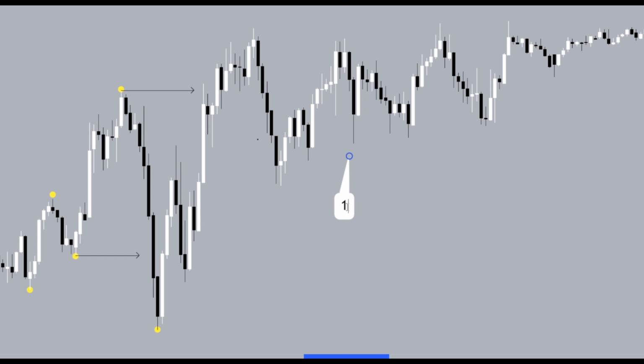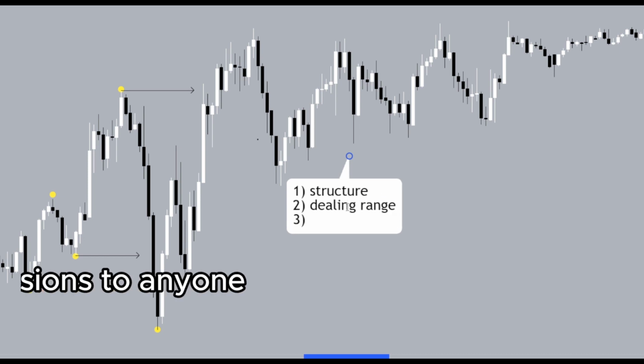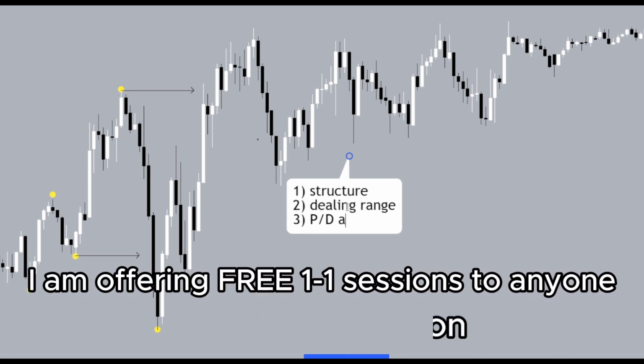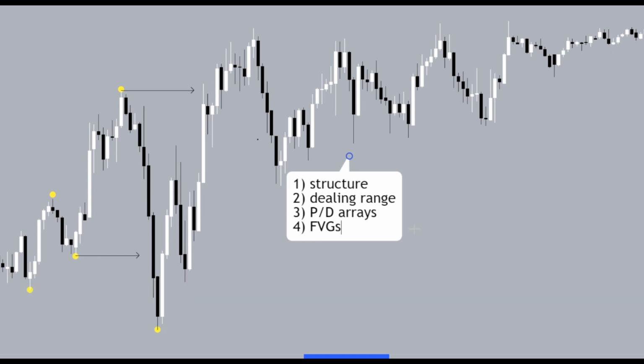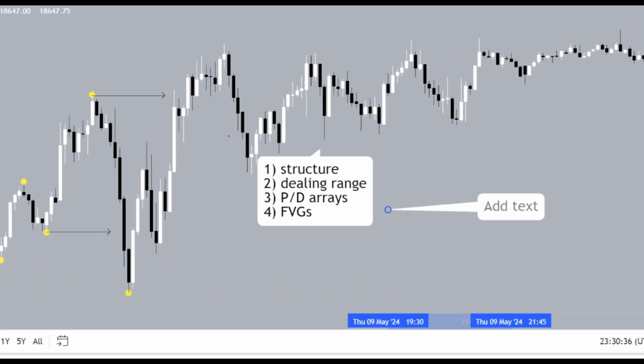We look for structure. We look for our dealing range. We look for our PD arrays. And we look for our fair value gap. So we're going to apply the same 4 principles in this market as I speak right now, right? How could you have used these 4 pillars to take advantage of the markets, right?